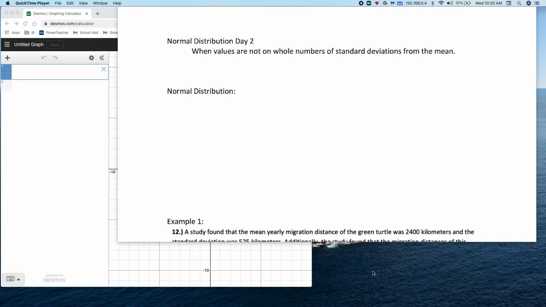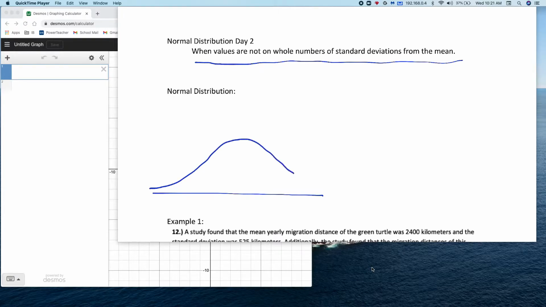And we're really talking about when values are not whole numbers. So we're not dealing with one standard deviation from the mean or two standard deviations from the mean or three. We're dealing with, what if it's like 1.3 standard deviations from the mean?